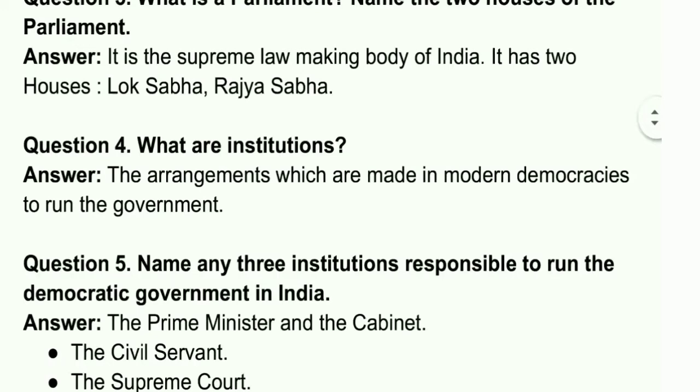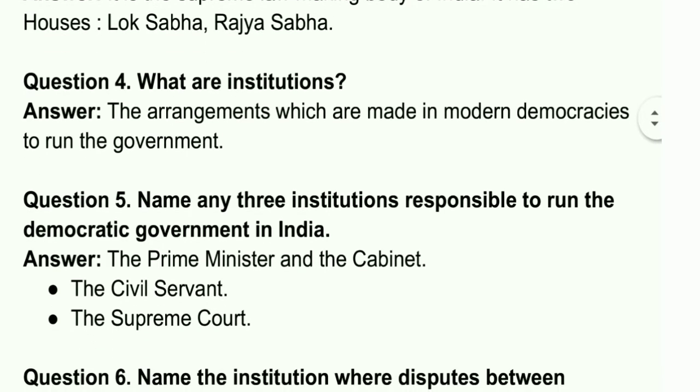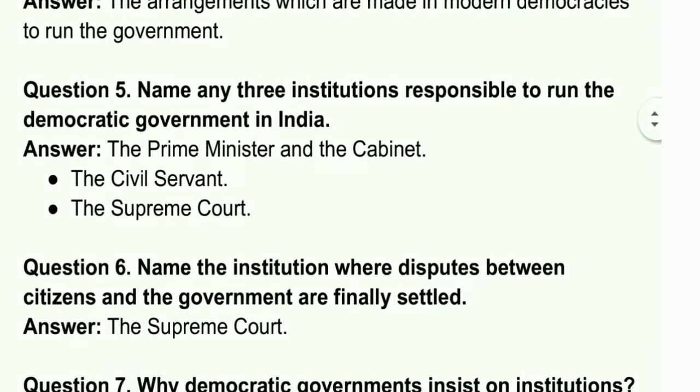Next question, what are institutions? Answer, the arrangements which are made in modern democracies to run the government. Next question, name any 3 institutions responsible to run the democratic government in India. Answer, the Prime Minister and the Cabinet, the civil servant, the Supreme Court.